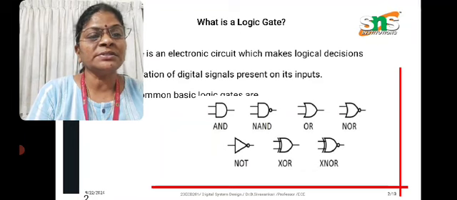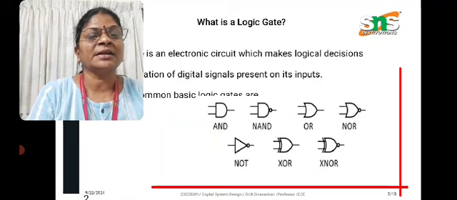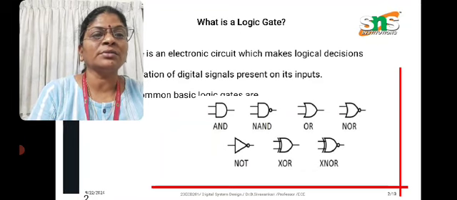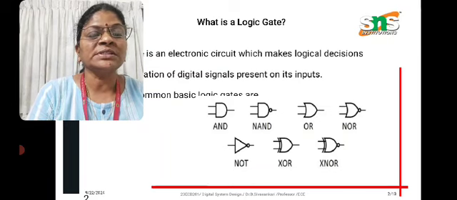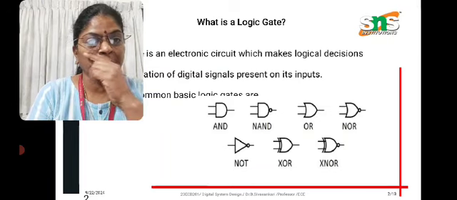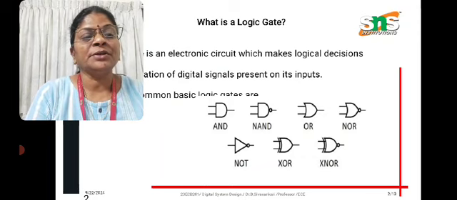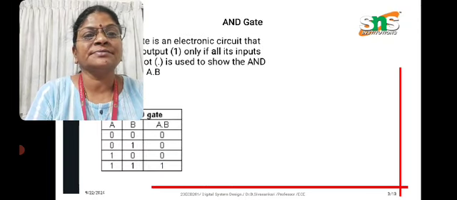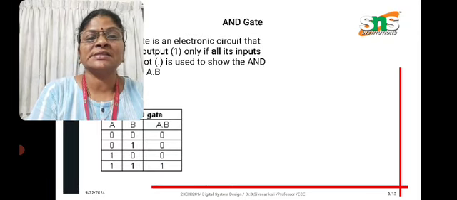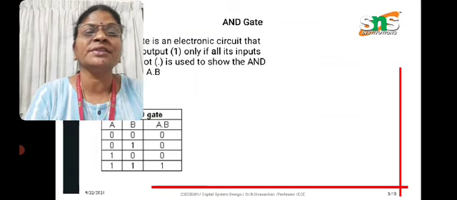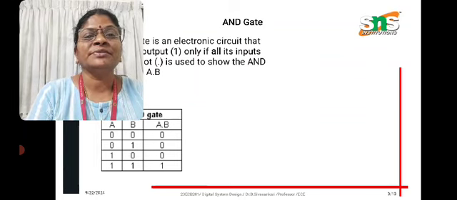So these are all the types of logic gates: AND, NAND, OR, NOR, NOT, XOR and XNOR. So totally we have 7 types of logic gates. And also we have certain universal gates that we will discuss after discussing each gate.